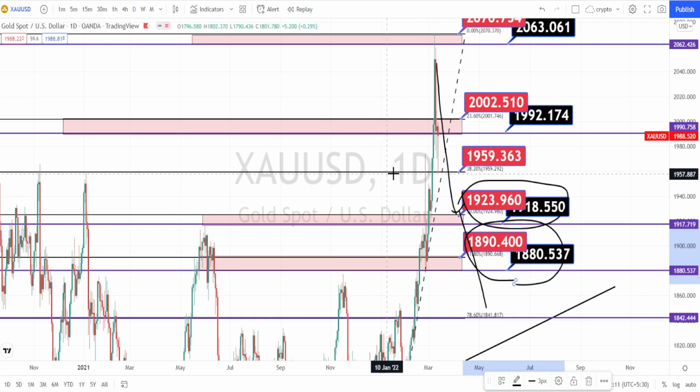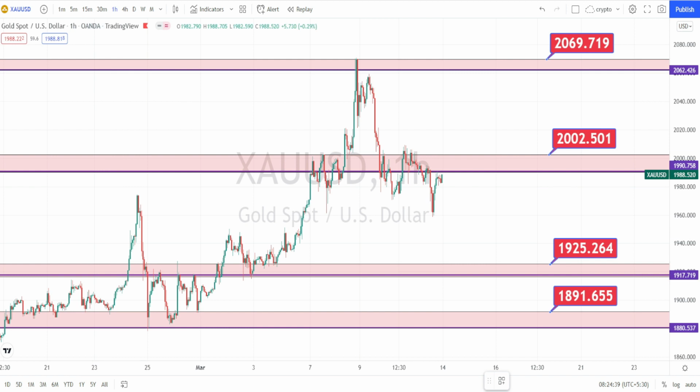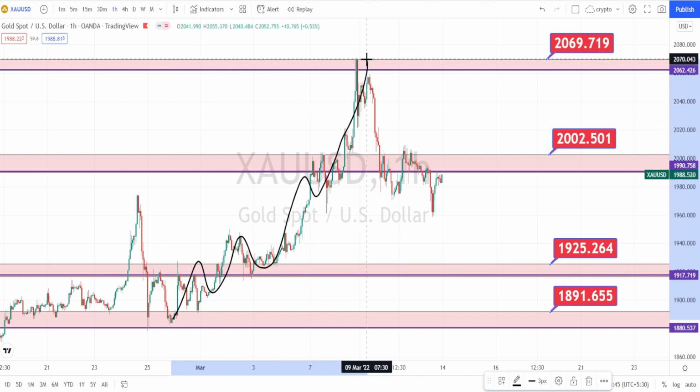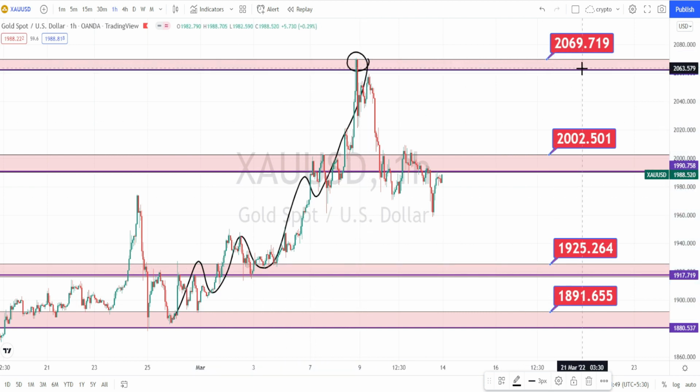Let us do the analysis in the hourly time frame. So I am in the hourly time frame now. When we look at the price action, it is still in a very strong bullish trend, and it has tested the resistance level of 2069 and the retracement has started.